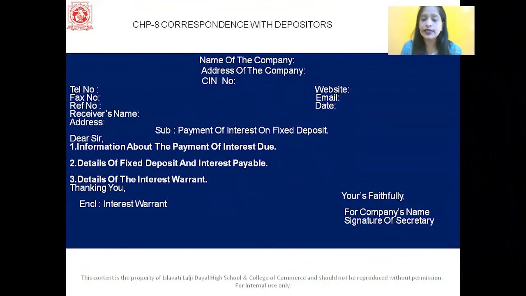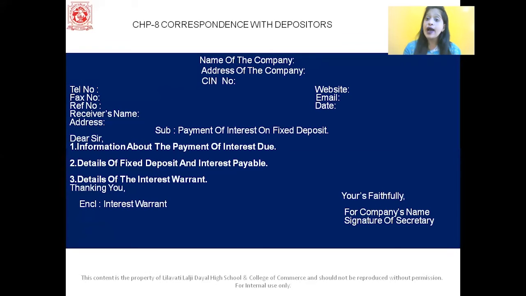Let's move on to the second letter of this chapter, students, which is talking about payment of interest on fixed deposit. Again, the entire letter is summarized in 3 lines for you. First one, information about the payment of interest due. Let's see what the secretary wants to tell us.